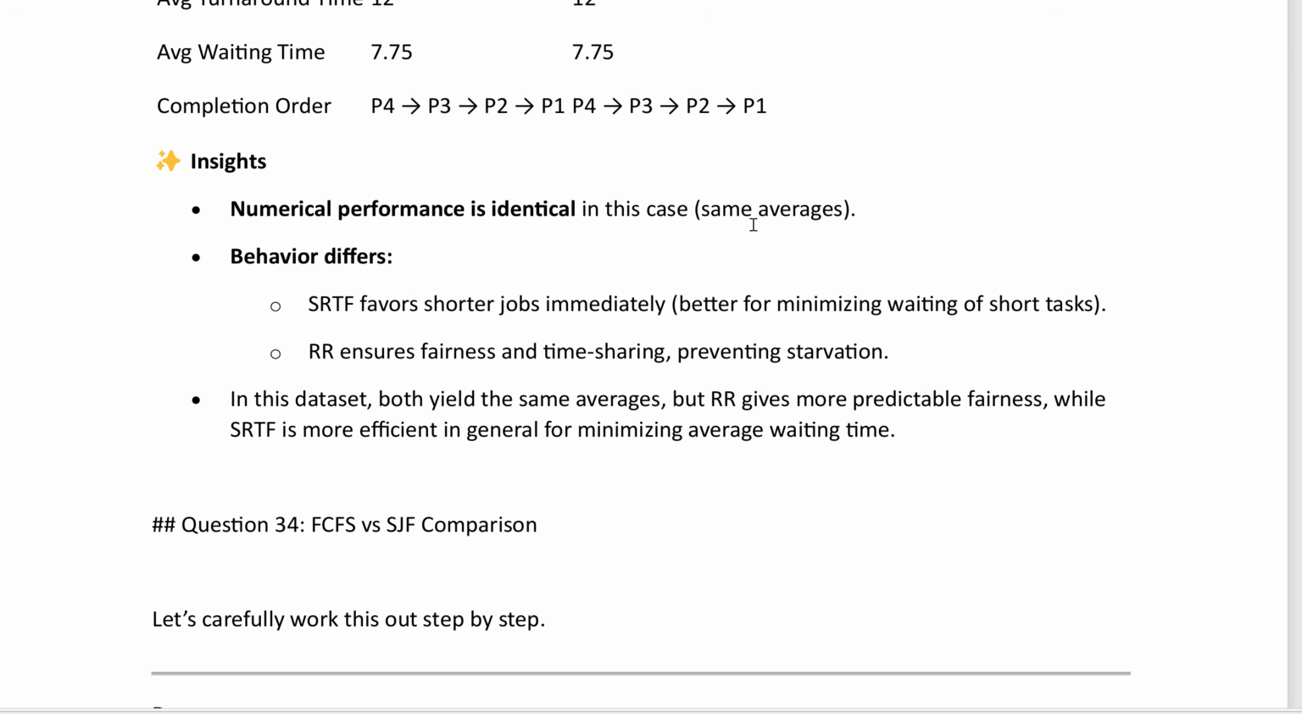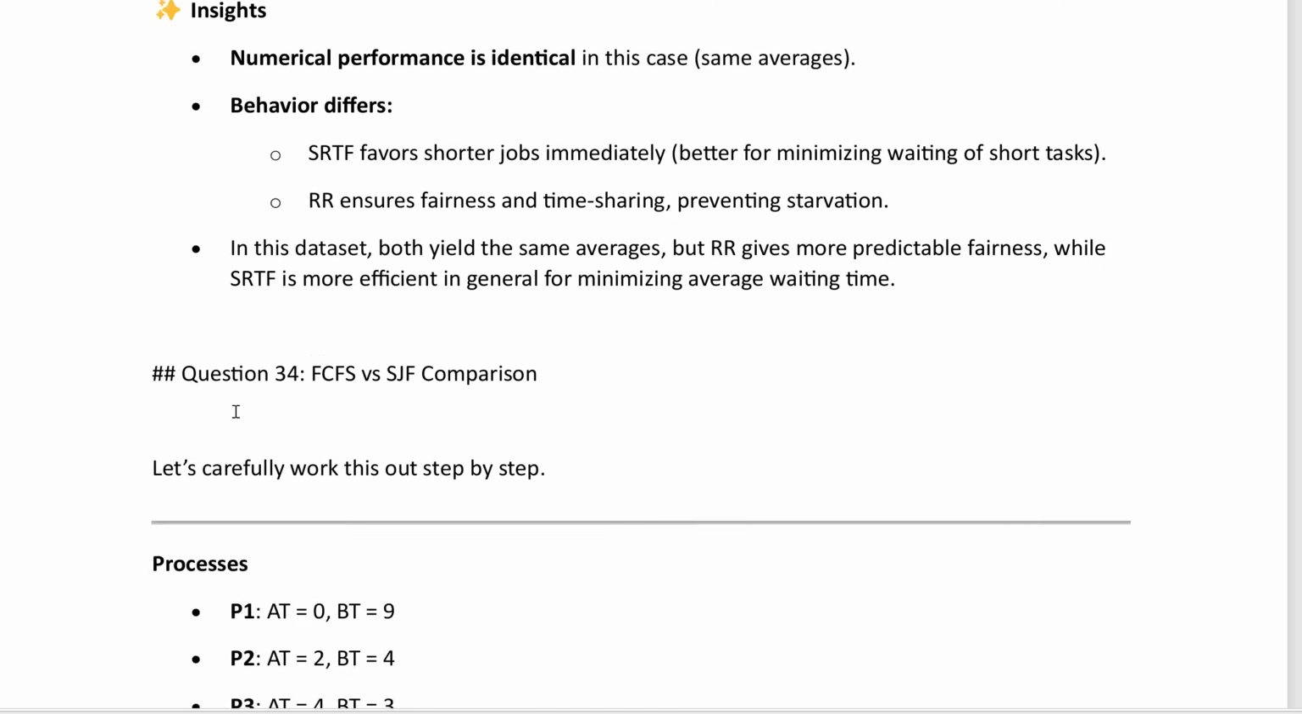The numerical for performance is identical in each case. Behavior differs. SRTF, that is the preemptive shortest remaining time first CPU scheduling, favors shorter jobs immediately, better for minimizing waiting of short tasks. Whereas round robin ensures fairness and time sharing, preventing starvation. So in this data set, both yield the same averages, but round robin gives more predictable fairness, while shortest remaining time first is more efficient in general for minimizing average waiting time.